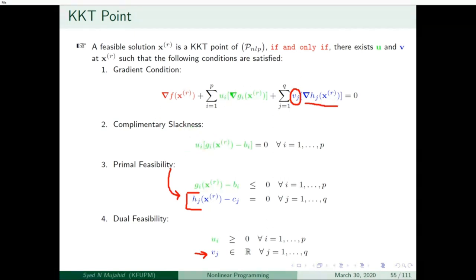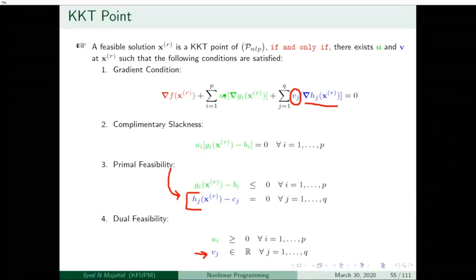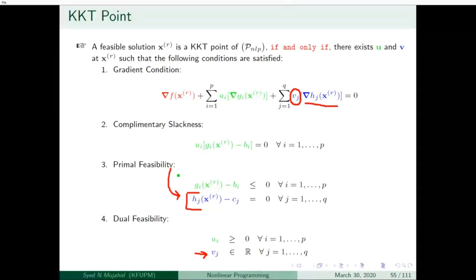Complementary slackness is just to remove those inequality constraints that were not active. That is the reason why we have this complementary slackness. Okay, the primal feasibility is given to me. This is coming from the problem. These constraints are the original constraints of the NLP. The dual feasibility just makes sure that the multiplier for the inequality constraint gradient is greater than or equal to zero. The multiplier for the equality constraints is free, it is unrestricted.